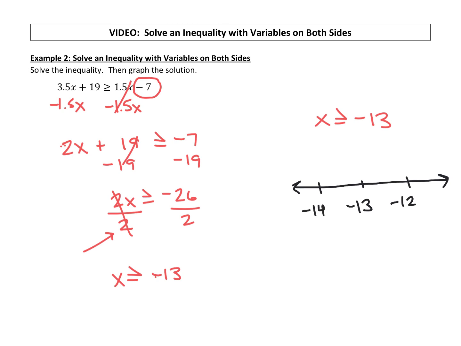Should this be an open or closed circle? Because it is a greater than or equal to symbol, we'll do closed circle, fill it in because negative 13 is a solution, so we're including it.